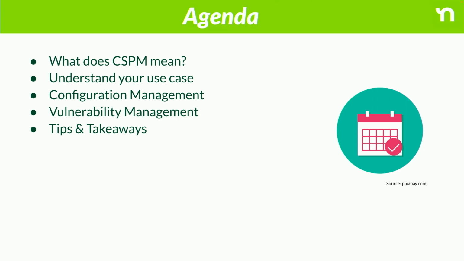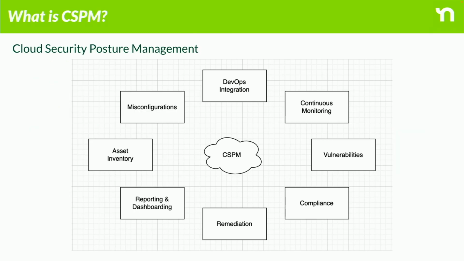So we're going to start with the agenda. So what does CSPM mean? We're going to understand some of the use case for your environment. Then we're going to talk about configuration management, vulnerability management, and then talk about tips and takeaways. So first, let's get into what does CSPM mean. So CSPM, as you can see on the chart, it's a collection of many different tools. There's different aspects of it. The ones that we're going to focus on most during this talk are asset inventory, misconfigurations, and vulnerabilities.